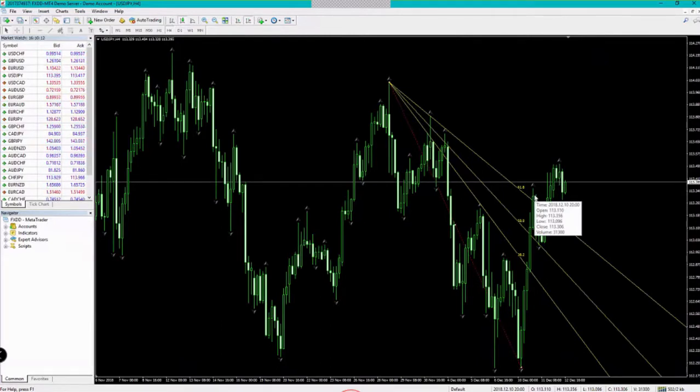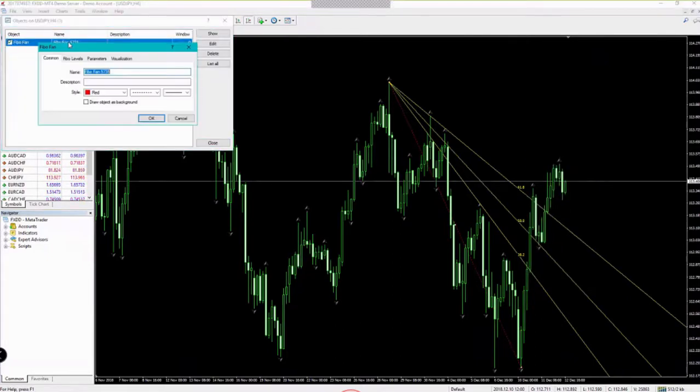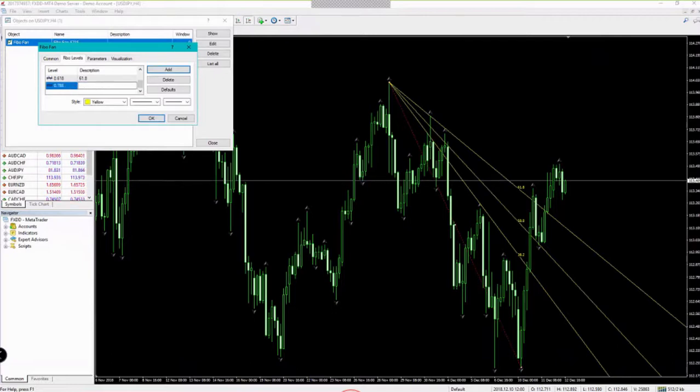Now, from time to time I also add 78.6 and 88.6 in the equation. So if I go to the objects list and put Fibonacci fan here and Fibo levels, I can also add 78.6 like this, and 88.6.